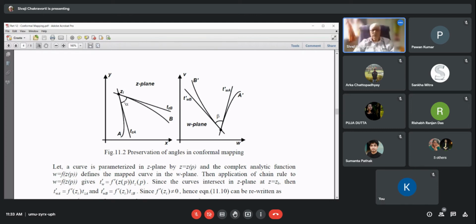So A prime and B prime are the two curves which are the mapped versions of curves A and B on the z plane, and they are also intersecting at one particular point. Then I am taking two tangents: one is the tangent of curve A' at w, and the tangent of curve B' at w, and the angle between them is beta. Now I am trying to say that the mapping is isogonic. That means angles are preserved. So this alpha must be equal to beta.